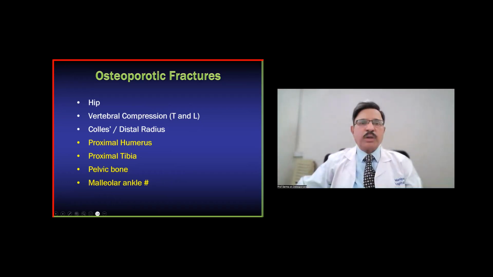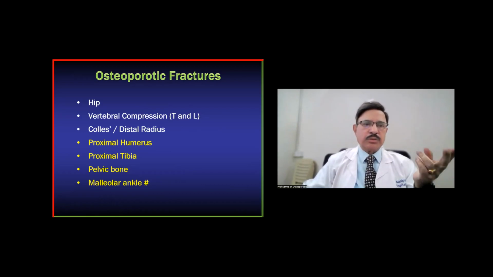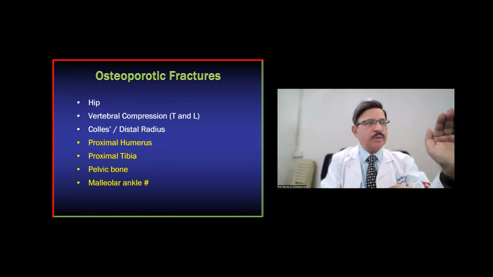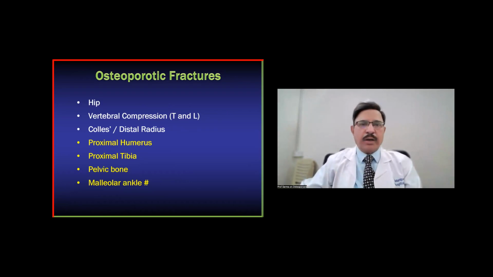Okay? Proximal humerus, proximal tibia, pelvic bone, and ankle malleolus are the other sites of osteoporosis. Commonly, osteoporotic fractures mean hip fractures, vertebral compression fractures, Colles fracture, and then the dinner fork deformity, like that, and the distal radii. Okay?